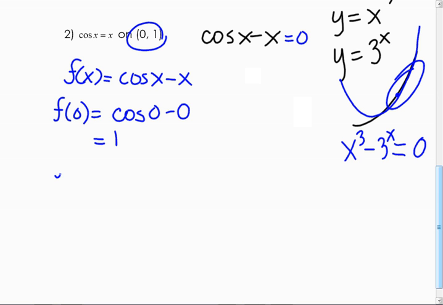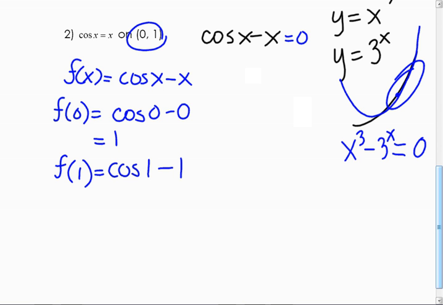Now, this next one's a little trickier. It's going to require me to think. Let's pretend this is non-calculator. So I want to do f of 1. So that's the cosine of 1 minus 1. Now, these are radians. You guys remember about how big 1 radian is? 60 degrees. 67 something. Yeah, 60 is close enough.